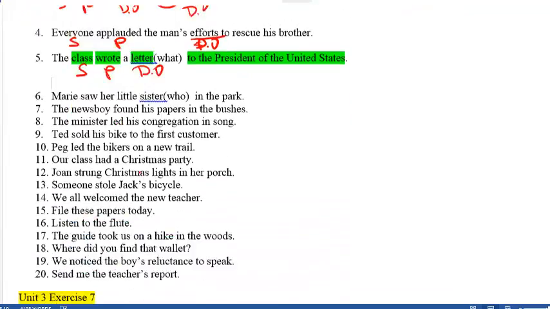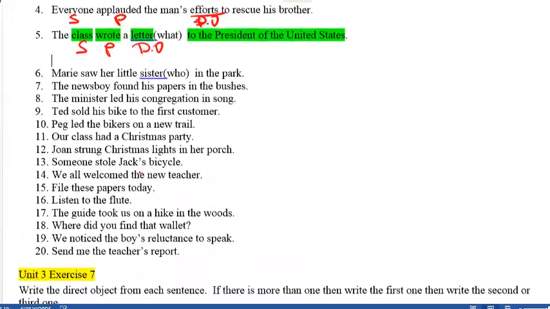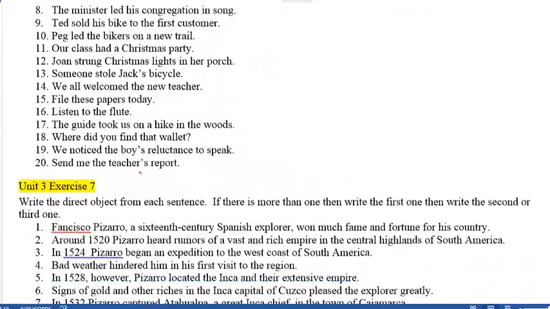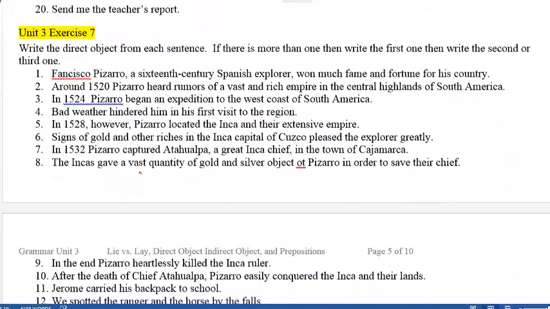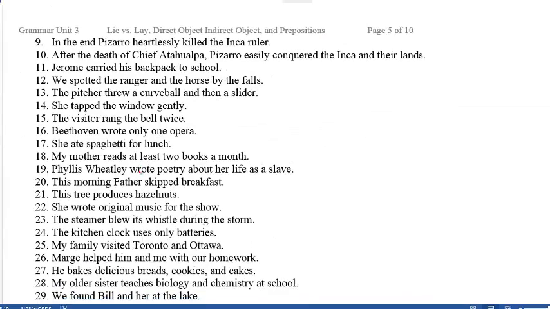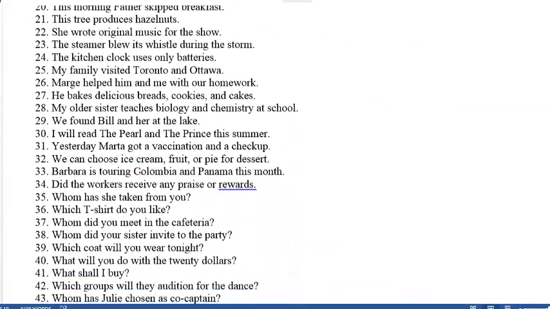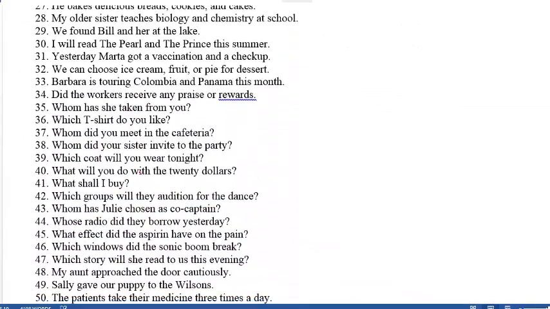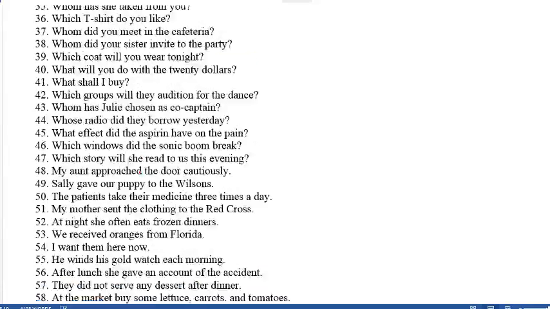What I'd like for you to do for homework is to answer all of exercise 6, and you only have to answer one through 50.